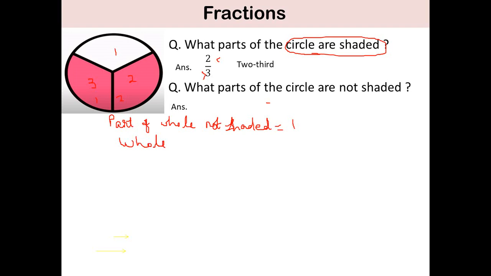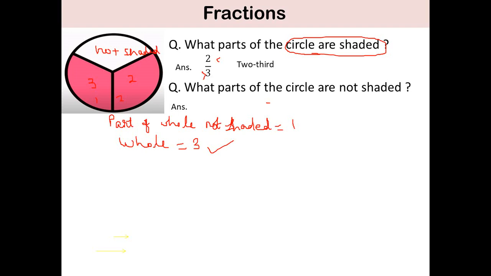Your whole is equal to 3, because this circle has been divided into 3 equal parts. So whole equals 3. Part of the whole not shaded. What part of the whole is not shaded? This part. This is not shaded. This part has not been shaded.